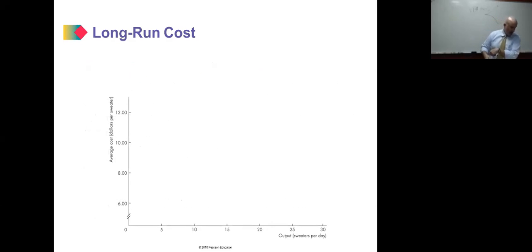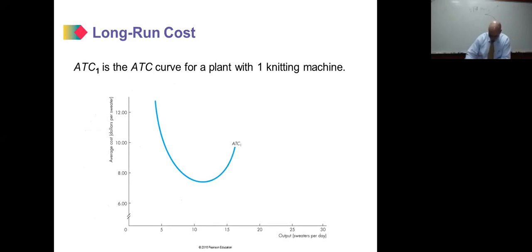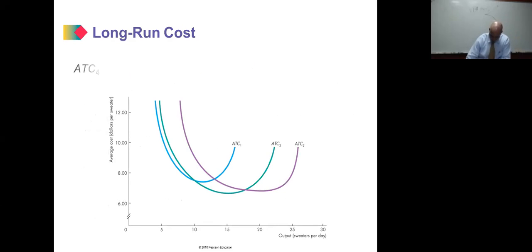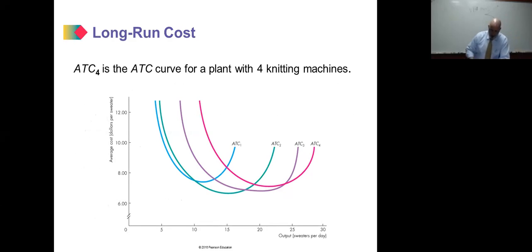So let's assign some. Plant 1. I'm going to speed it up and put all 4 up here for you. All right, so here we've got, we just added plant 4, and we have 4 knitting machines.